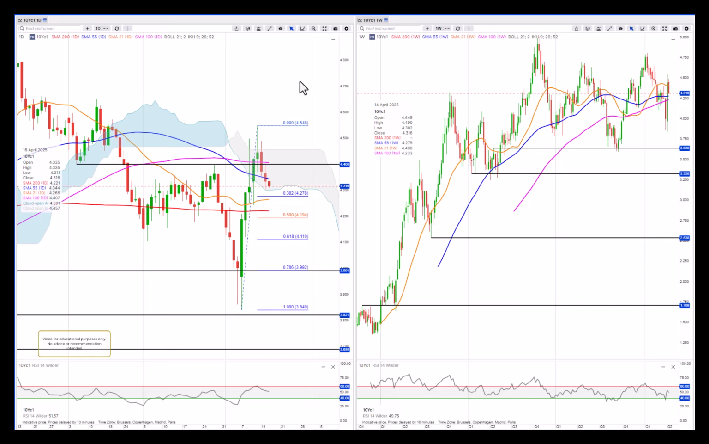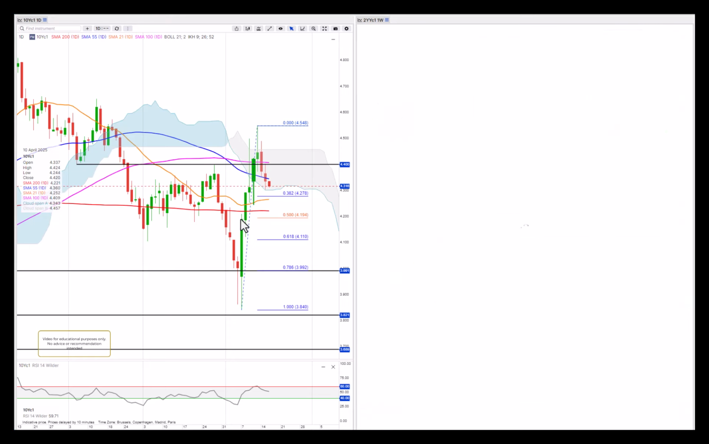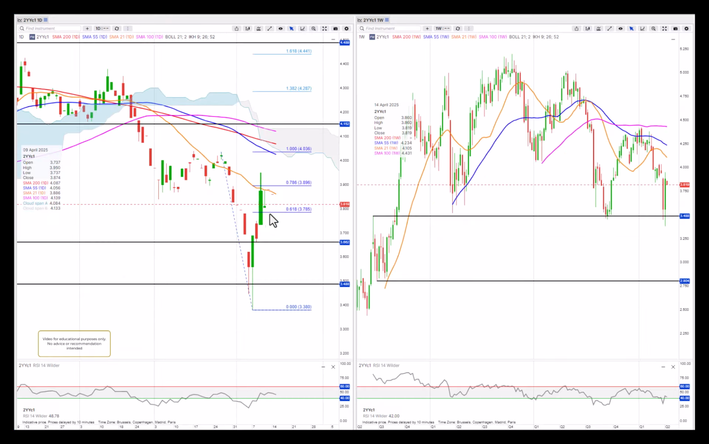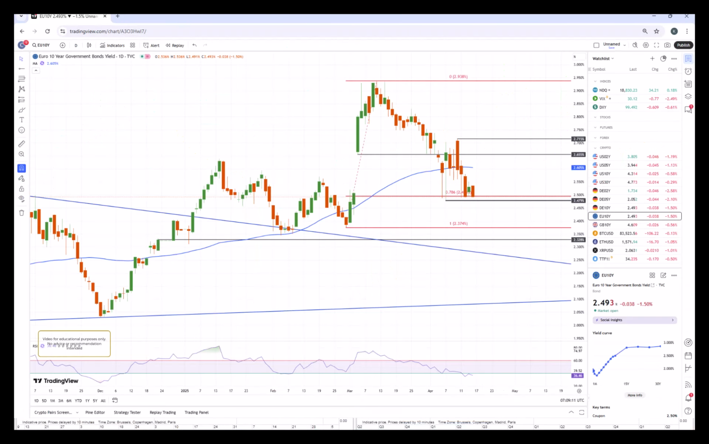The two-year is still range bound here between 380 and 395, so not much to say about that, still in a correction phase. And the European yields, we have the Euro 10-year key support here at 247. If it takes out that, well, then we are looking at the 237, 234 area. To establish a bullish trend, 272 needs to be taken out.